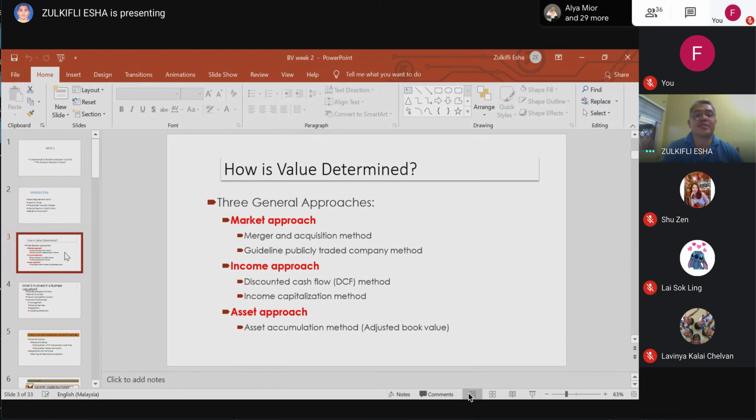And for the asset approach, what is the other name of the asset approach? Anybody has any idea? Asset approach, aka, normally the asset approach is also known as the cost method, right? Cost approach, right? Correct. Is it correct or not?